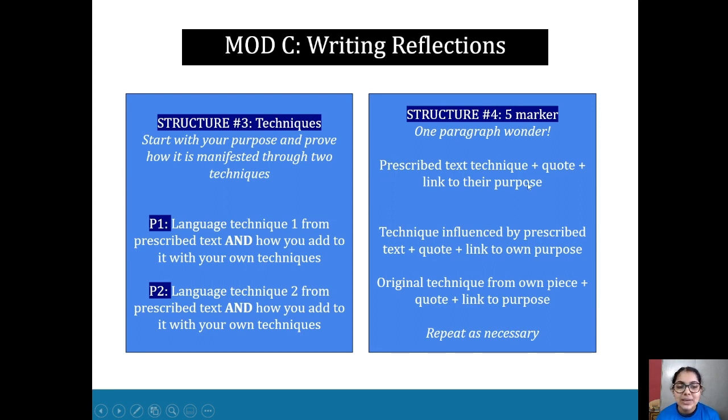So prescribed technique plus quote plus link to purpose. So technique influenced by prescribed text plus quote and link to purpose. So that's what we're doing. Aim for about two to three quotes from your own piece. For a 10 marker, for each paragraph, aim for about 2 quotes from your own piece and 1 from the prescribed text to show how you've used the prescribed text as a technical model. And that, I think, is a good way to go about it.